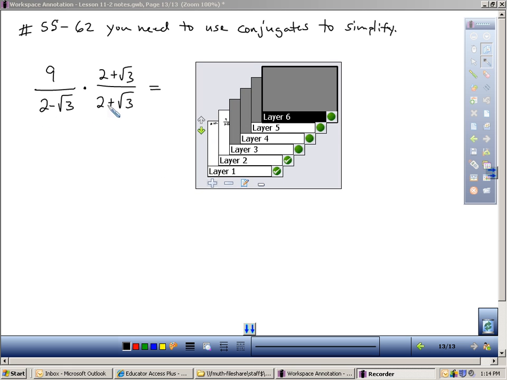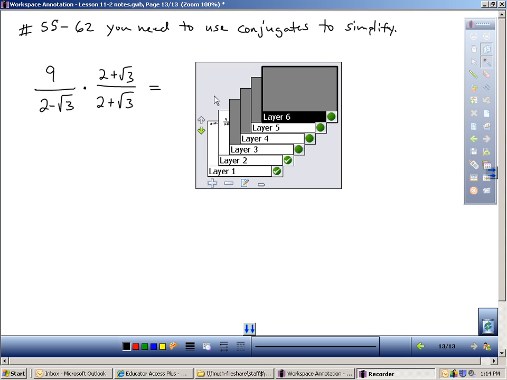I misspoke. When you multiply, I meant to say that exact same binomial, but the difference is you don't use the same sign. So the conjugate to 2 minus radical 3 would be to say I'm multiplying by 2 plus radical 3. But remember, if I do that in the denominator, I've got to do it in the numerator. So what I'm doing here is called a conjugate. I'm multiplying by the same binomial, just different sign.